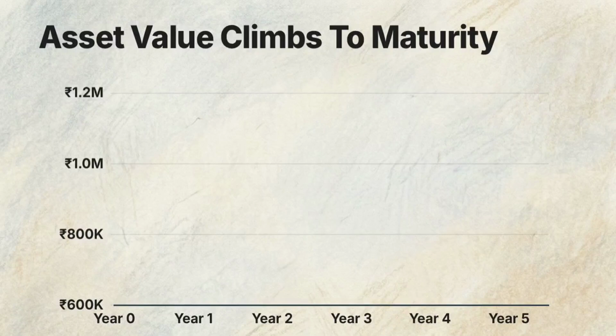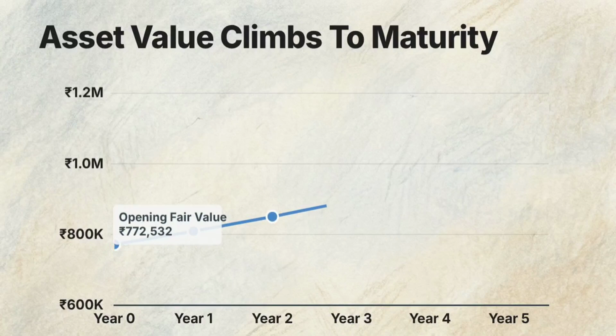For subsequent measurement, you begin your amortization schedule using that initial fair value of 7,72,532 as the opening balance. Your P&L interest income must use the 10% effective interest rate, not the 4% cash coupon. The difference is added to the principal, steadily increasing the asset's carrying value each year. This process acts as a financial correction, pulling the discounted asset's value back up until it reaches the full 10 lakh face value by the time it matures in year 5.